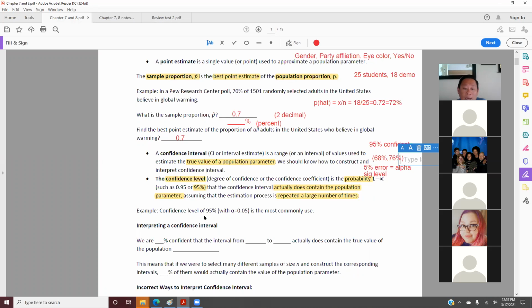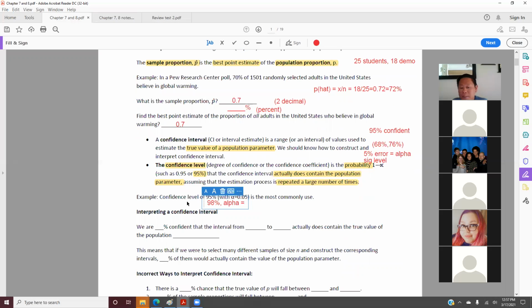So again, class, if I use 95%, the alpha, which is the significance level, is 5%. Can someone tell me what happens if I use 98%? What is the alpha in this case going to be?